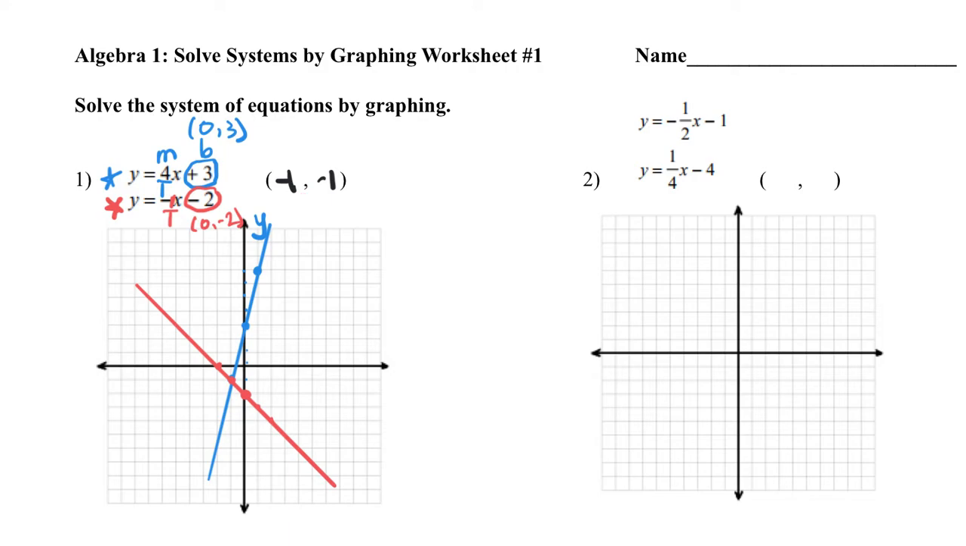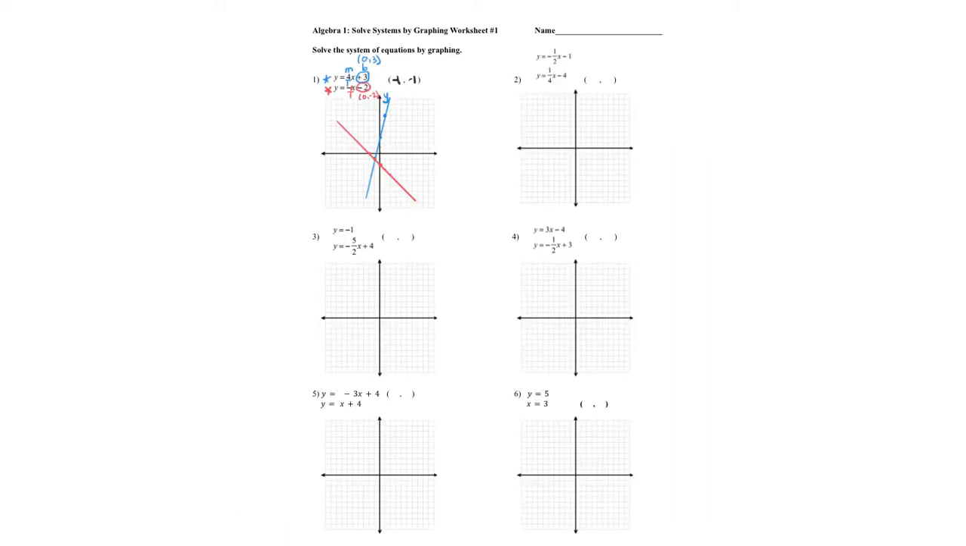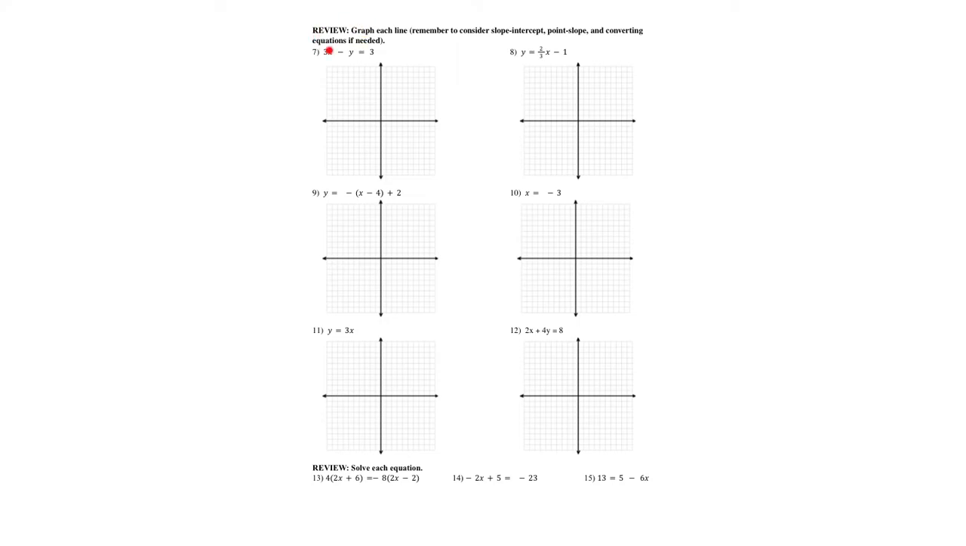You are going to do that for the rest of this page. Everything on this page is in slope-intercept form, except for number 6. We have our special cases there. Remember, when it's just x equals or y equals, those are horizontal or vertical lines, and you know how to plot those. You can look back in your notes if needed. If you flip to the second page, you will see some review of just graphing lines, but they're not necessarily in slope-intercept form. We have to figure that out.